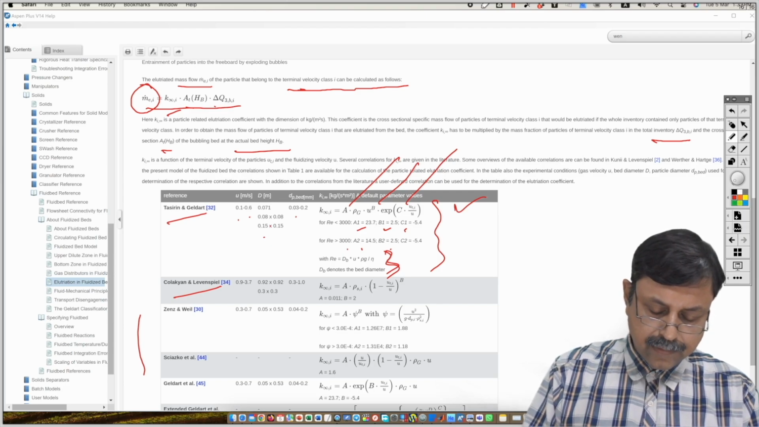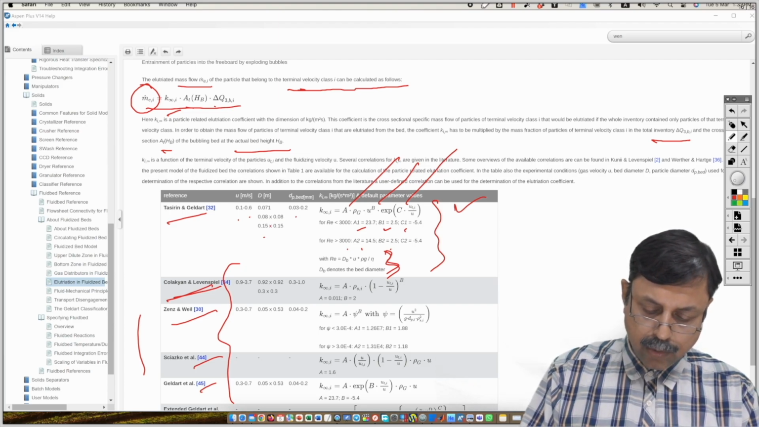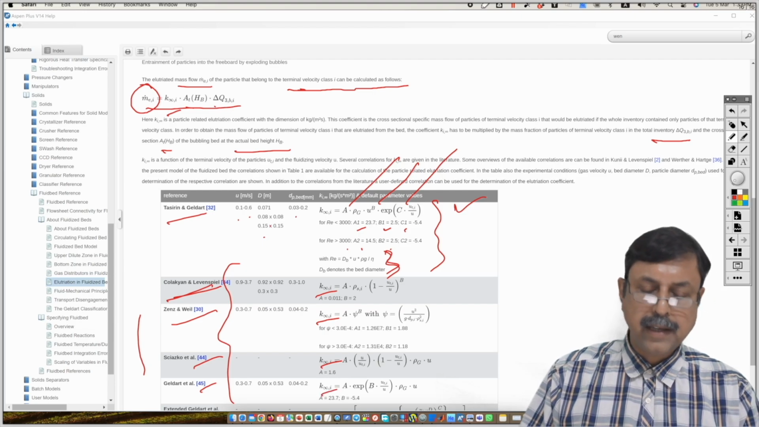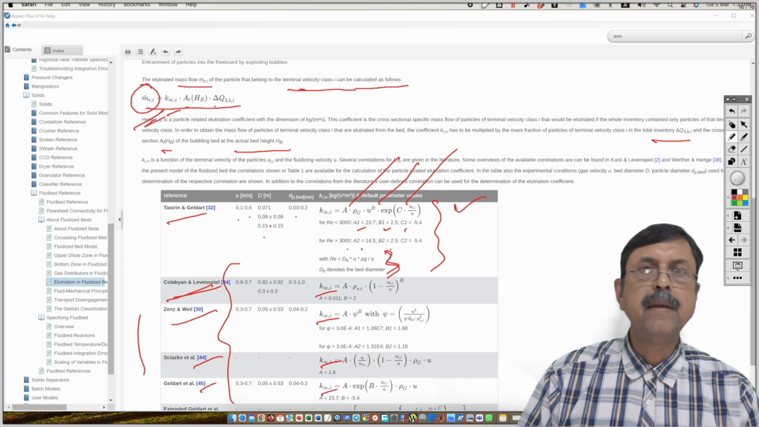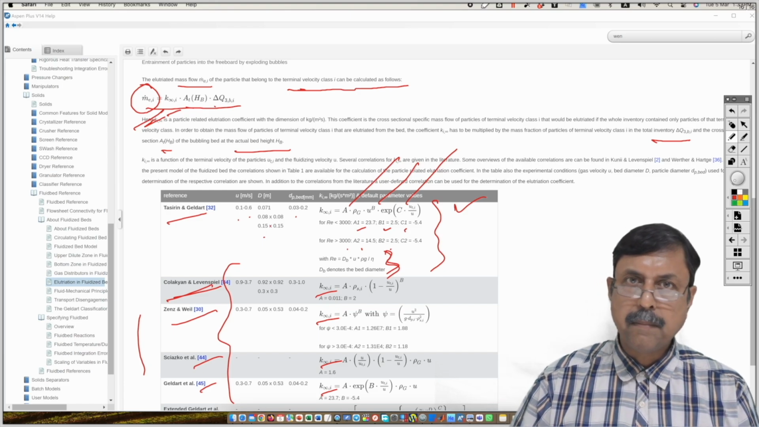Similarly, you have other correlations as well, and their criteria have been stated. Accordingly, you can find out the K infinity I for each of these cases, which will ultimately be used in calculating the amount of elutriated mass.